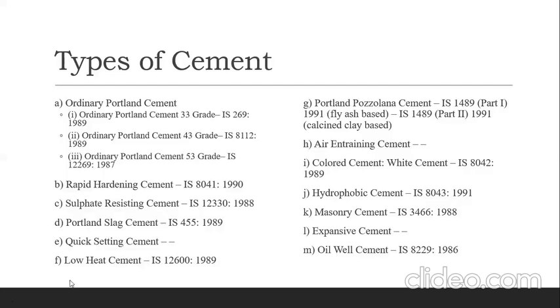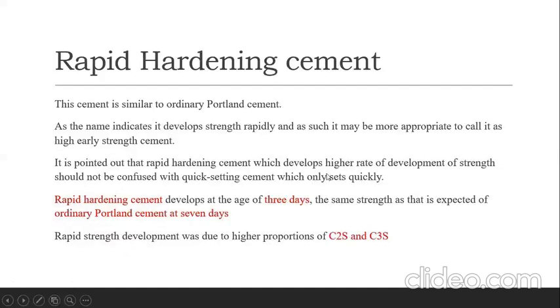And next is rapid hardening cement. Rapid hardening, the name itself says that it is able to get the strength within a short period of time. This type of cement is most probably used where the early removal of form work is required. Rapid hardening cement develops the strength within 3 days, where the same strength in the case of ordinary Portland cement is attained in 7 days.